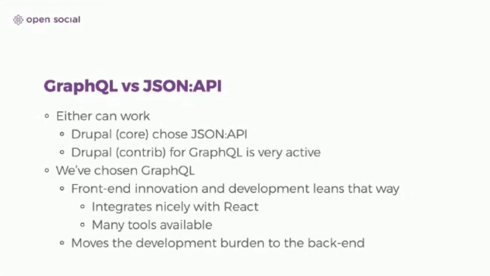The decisive factor for us was that we saw with JSON API, the load would be put on the front end to call the right endpoints to get the data that's needed. But with GraphQL, the front end can just say, I need this data, and the back end can figure out the most efficient way to get that data for you. As our development team on the back end is larger than on the front end, it makes sense for us to offload that development burden to the back end.